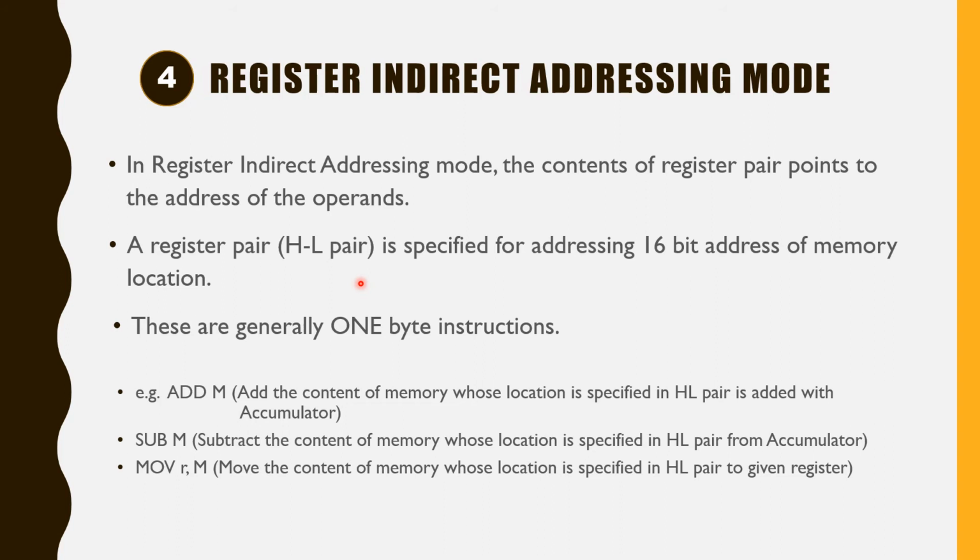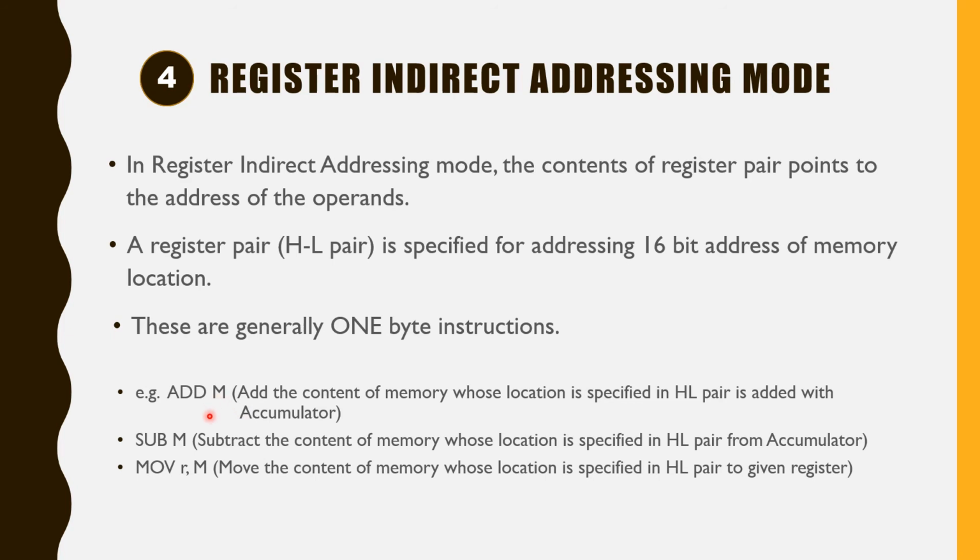Register indirect addressing mode means that the contents of a register pair point to the address of the operand. The meaning of this is, let us take an example here, ADD M. Here ADD M means add the content of memory to the accumulator. Here they have given the memory, but they have not given the memory address. That memory address is indirectly specified by the HL pair. So whenever the address is specified by the HL pair, that addressing mode is called register indirect addressing mode.